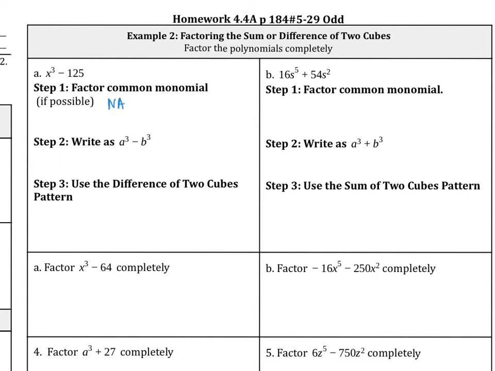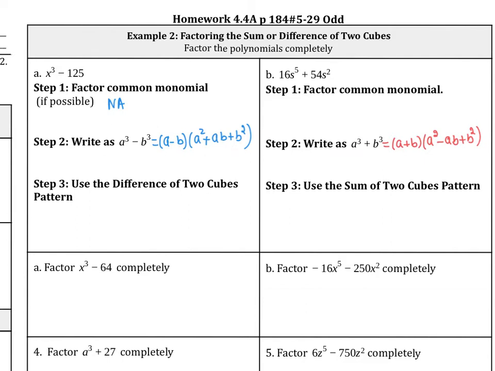So say no. Step number 2 is to write the difference of cubes formula, and that is a minus b times a squared plus ab plus b squared. Now we're going to use the difference of cubes formula to factor x cubed minus 125. First of all, we are going to write this in the form of a cubed minus b cubed. So we're going to write it as x cubed minus 5 cubed, and x will be our a, and our b should be 5. So I'm going to plug x in as a and 5 in as b in this formula.